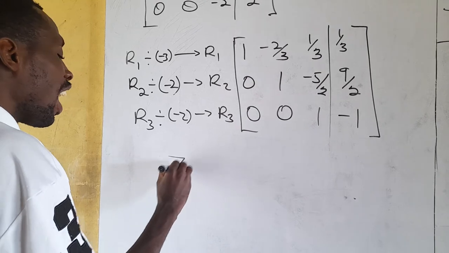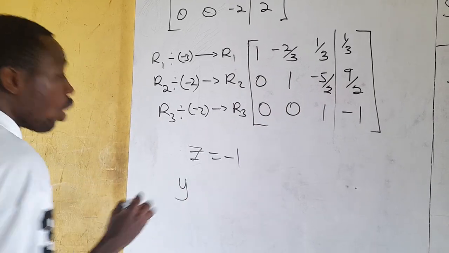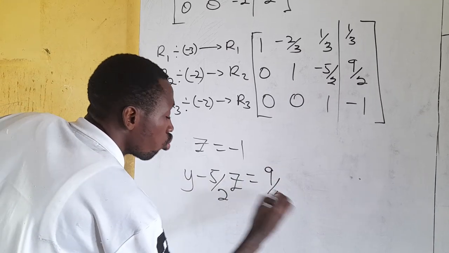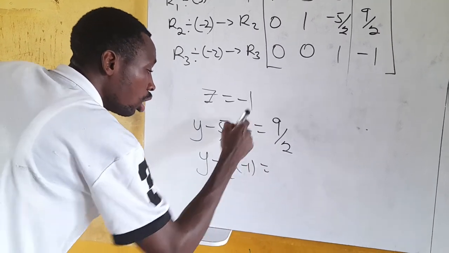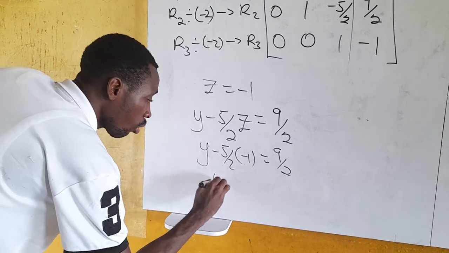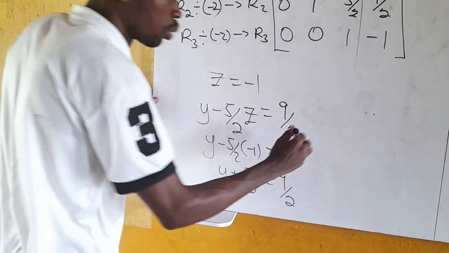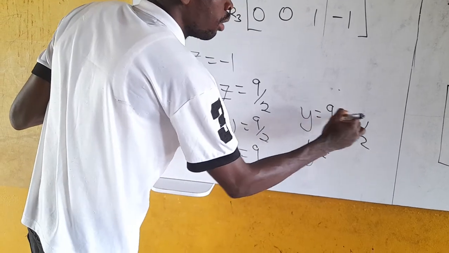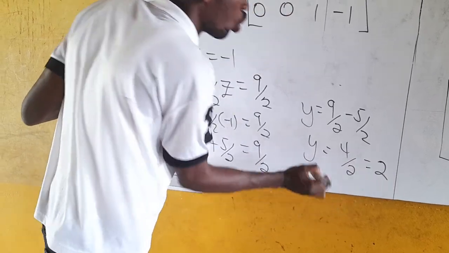So automatically, look at it, our z will be negative 1. Simple. Then 1 times y, that will be y, minus 5 over 2 z will be equal to 9 over 2. We substitute z since we know it. So y minus 5 over 2 times negative 1 will be equal to 9 over 2. So this will be y plus 5 over 2, the negative will affect, equal to 9 over 2. We transpose, so our y will be equal to 9 over 2 minus 5 over 2. The denominators are the same, so 9 minus 5 is 4 over 2. 4 divided by 2 is 2. So our y is also 2.